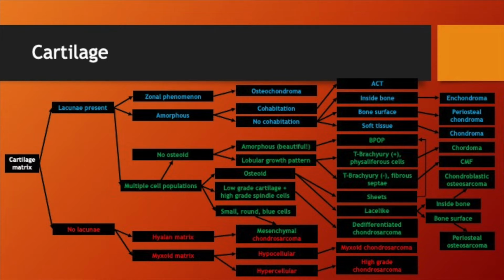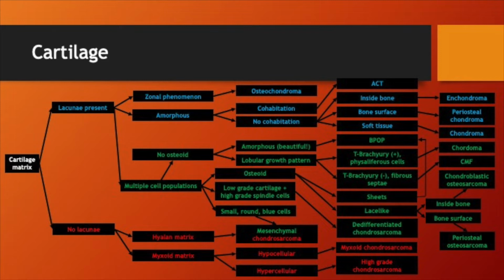First thing you want to look at once you have identified cartilage matrix is, are there lacunae present or not? Additionally, you'll need to be able to recognize the difference between hyaline matrix and myxoid matrix. So you're going to have to go over that. We will cover that a little bit on some of these cases, but you need to be able to differentiate between the two of those to figure out where you go next, especially when there's no lacunae.